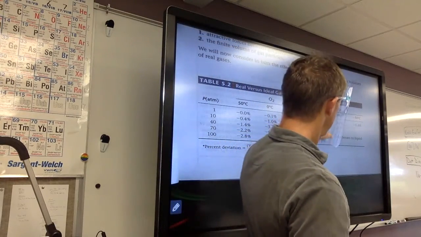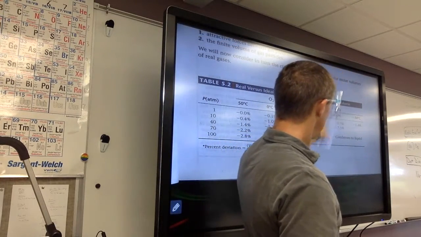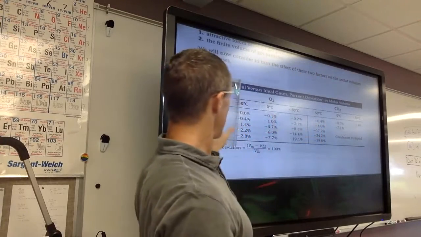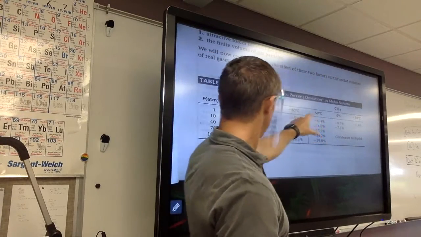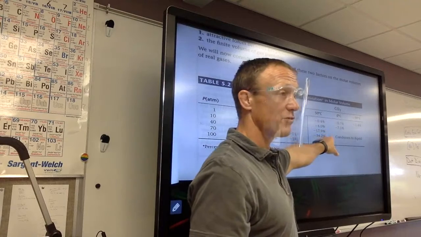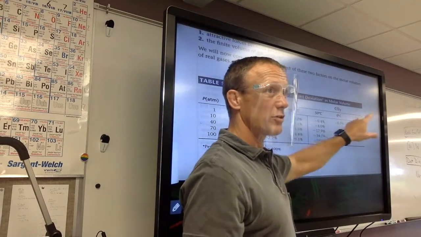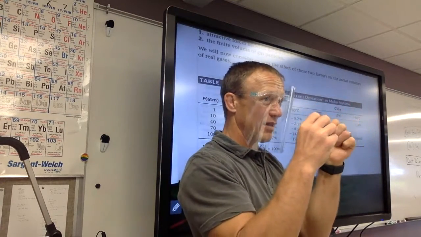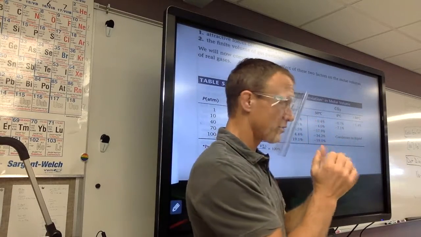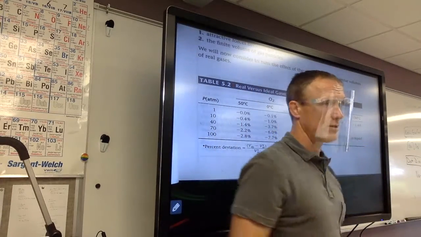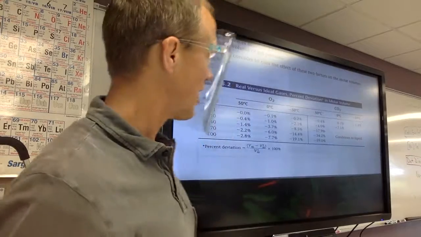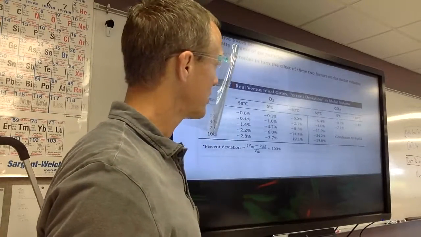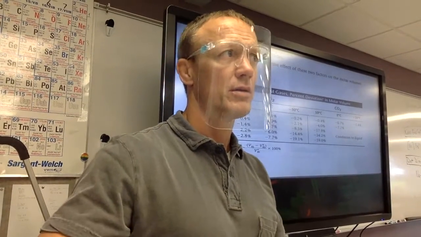Now for CO2, it gets off a lot more. At 50 degrees and 10 atmospheres of pressure, it's off 4%. At 50 degrees and 40 atmospheres of pressure, it's off 17.9%. And that's mostly because CO2 molecules are big. They have fairly strong attractive forces. Okay, so it starts to get off, and it turns into a liquid at a point in time in there. So anyway, it's off a little bit in there.